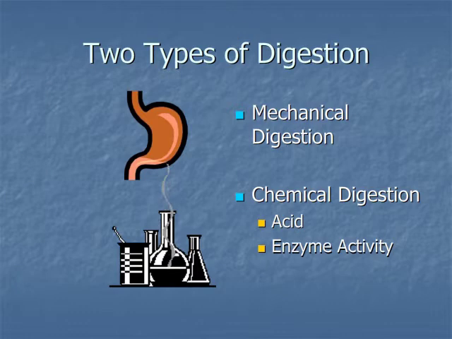So if you remember back to the first lecture on digestion, we said there's actually two types of digestion going on inside the GI tract. The first of these is mechanical digestion. This happens when a muscular organ macerates the food and mixes it with the digestive enzymes.